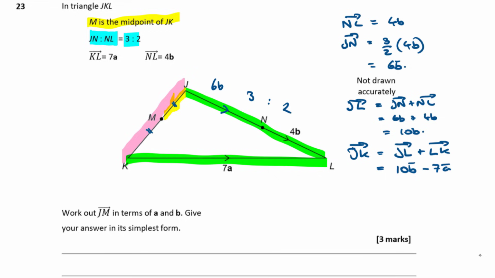Now what we want to know is what JM is, and we know that M is the midpoint of JK, so JM is going to be half of the vector JK then, isn't it? Okay, so that is going to be half of 10b minus 7a, which is going to be, just multiplying that out, I'm going to get 5b minus 7 over 2a, like 3.5a. So the vector I want, JM, is 5b minus 7 over 2a.